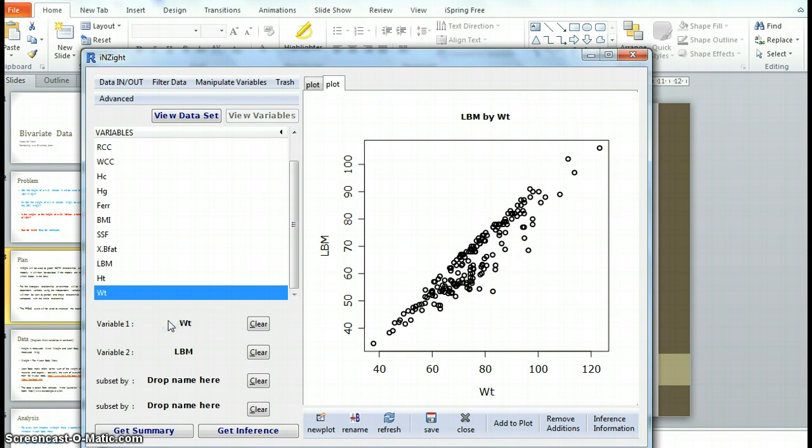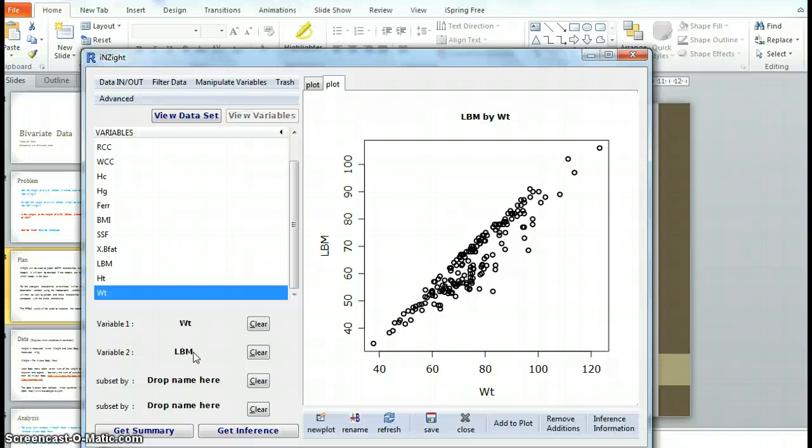I'm actually going to start with that one. It's not surprising that there's a correlation between your lean body mass, LBM, and your weight, because they effectively are both weighing the person. One of them's weighing everything including fat, one of them's weighing just your bone structure. So it's not surprising that there's some correlation between them.